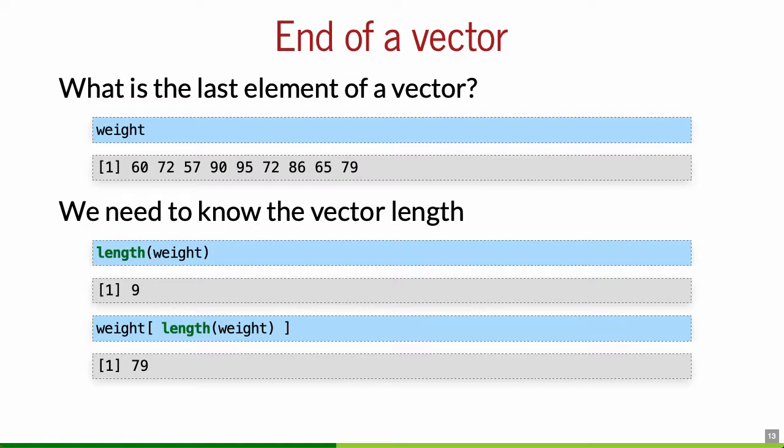How do you know what is the end of a vector? You need to know what is the length of the vector. You remember the function length gives you the number of elements, and therefore the last element is the element in the position of length. So this expression gives us the last value.